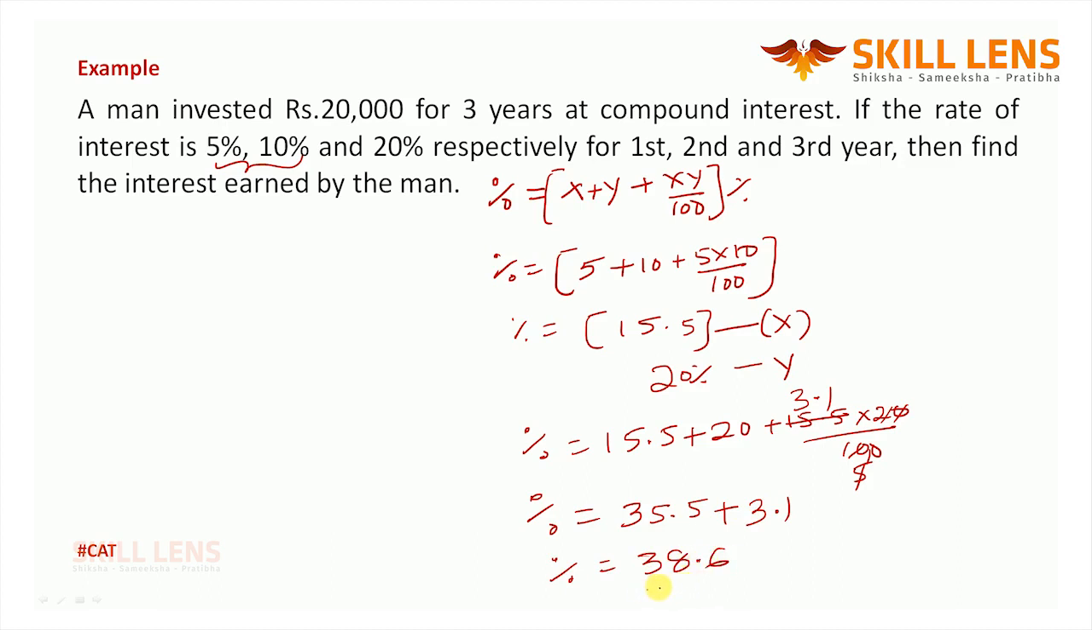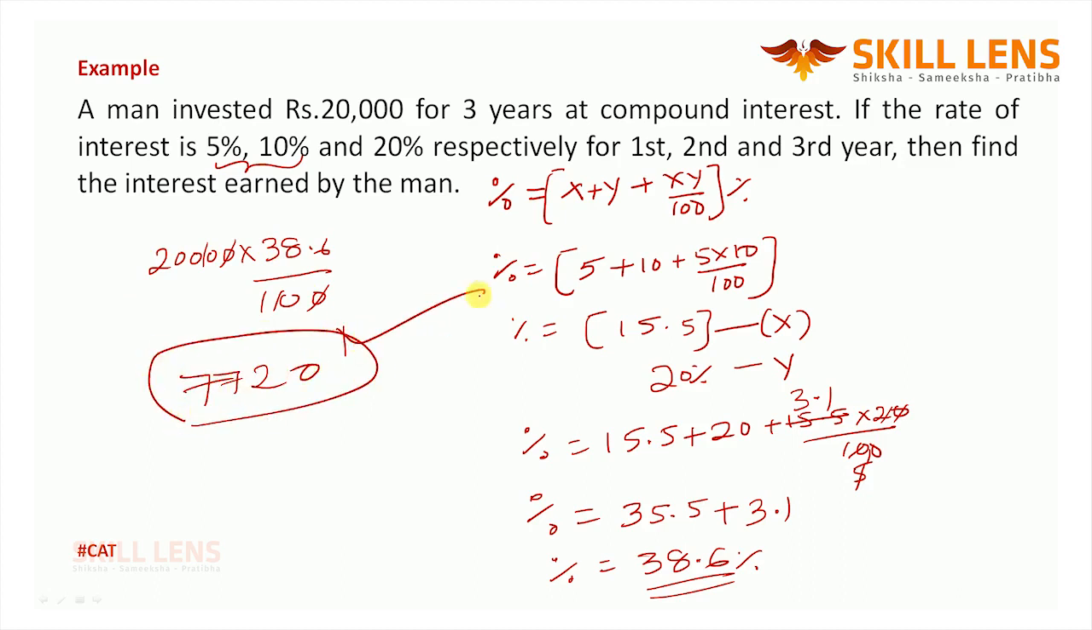38.6 is the percentage you need to calculate on 20,000. 38.6 is how much? Just double the value. 2 sixes are 12. 18 plus 6... 8 twos are 16 plus 1, 17. 1 carry 3, 2 threes are 6 plus 1, 7. And 1 zero will come. So which equals again 7,720, which we got earlier.